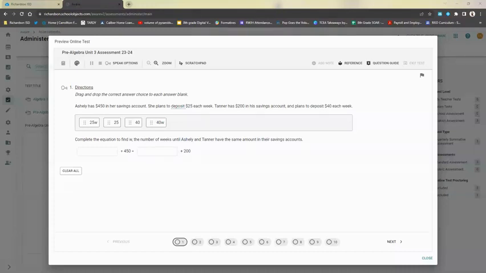All right, so drag and drop the correct answer choice to each answer blank. Ashley has $450 in her savings account, and she plans to deposit $25 each week. If Tanner has $200 in his savings account and plans to deposit $40 each week, complete the equation and find W, the number of weeks until Ashley and Tanner have the same amount.